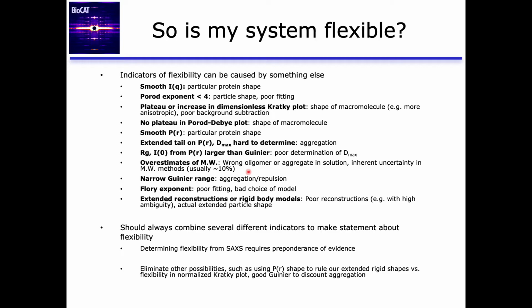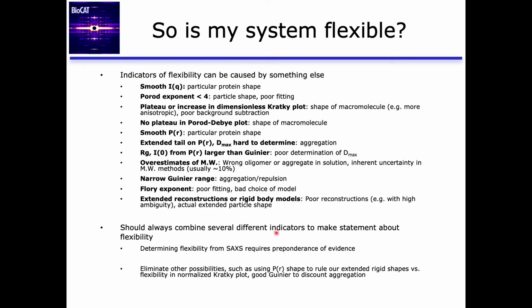Overestimated molecular weight? Well, the simplest option is that, for example, maybe you think you have a monomer, but it's actually a dimer in solution, so it looks overestimated. Or maybe there's an aggregate that's causing that, or some of the inherent uncertainty in the molecular weight methods. A narrow GAJOE range could come from trying to overfit aggregation or repulsion in your system. Having a lower Flory exponent could just be from poor fitting due to a bad choice of the model. And extended reconstructions of rigid body models could just be coming from poor reconstructions with high ambiguity or an actual extended particle shape.